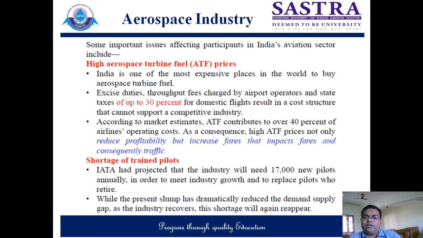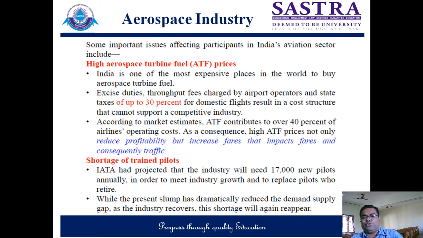All right. According to market estimates, aviation turbine fuel contributes to over 40% of an airline's operating costs. As a consequence, high ATF prices not only reduce profitability but increase fares. That impacts fares and consequently traffic. So, as Indian civil aviation players look for some kind of competitive fare, they are unable to fix those prices because of the high cost of aviation fuel.